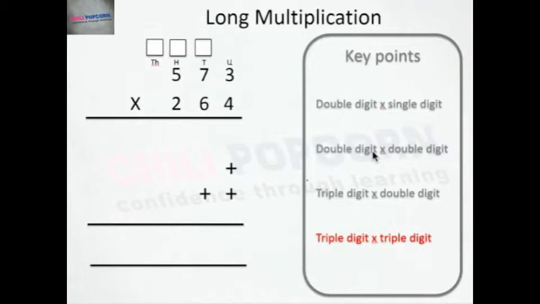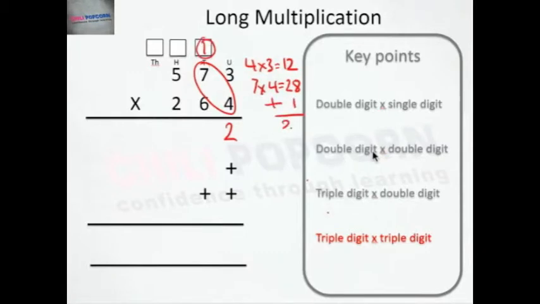So the first step is 4 times 3. 4 times 3 is equal to 12. So I put 2, carry over 1. 7 times 4 is equal to 28, plus the 1 carried over is equal to 29. So I have 9, carry over 2.